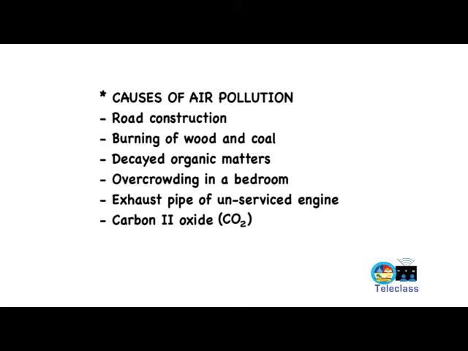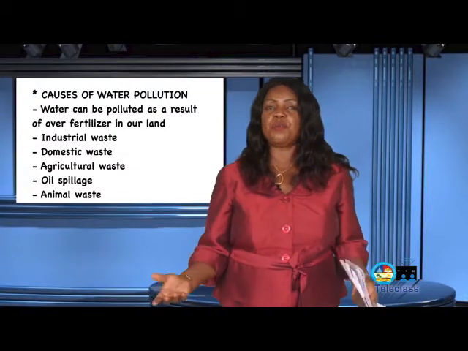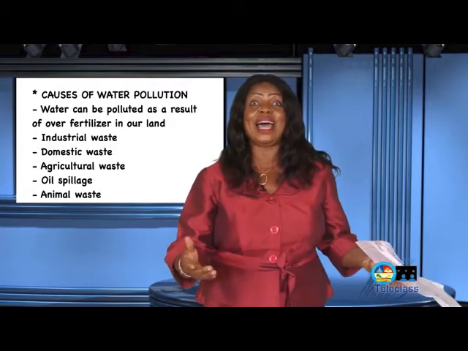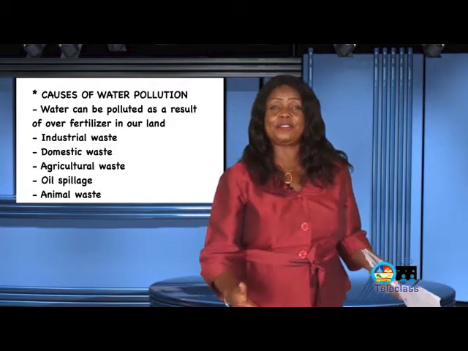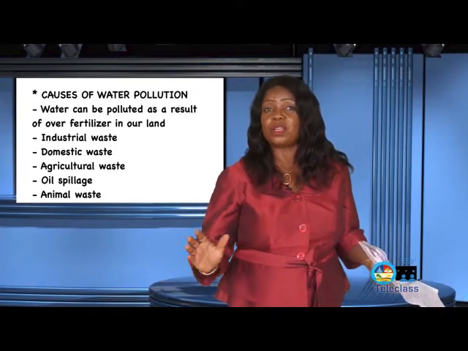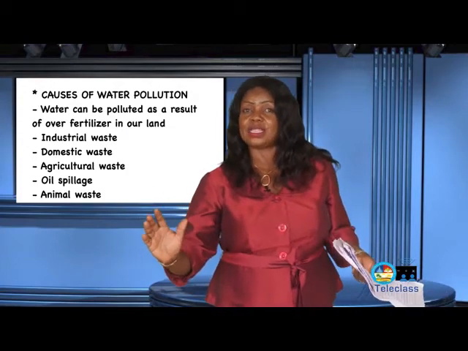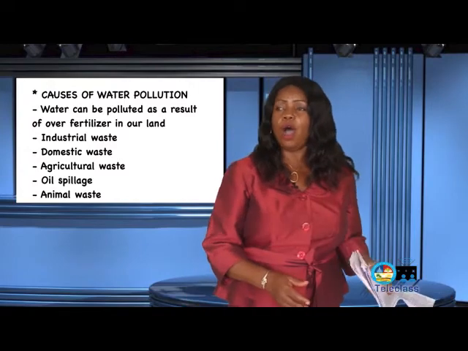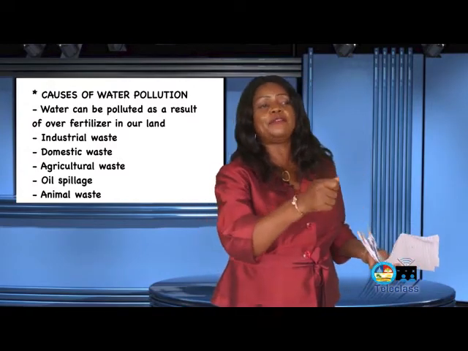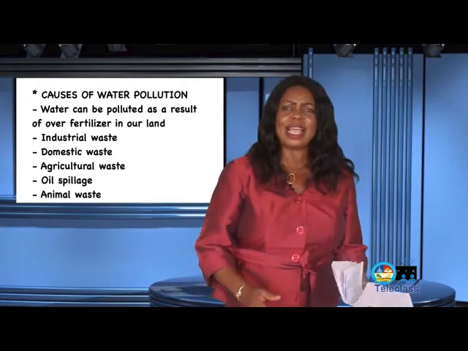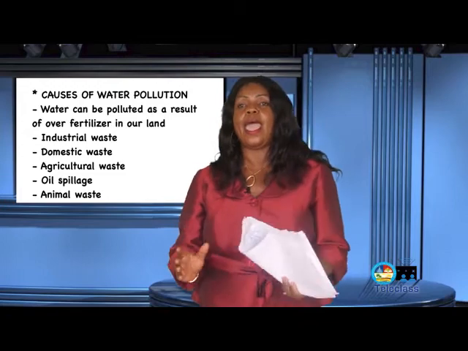And we have causes of water pollution. How is water being polluted? Water can be polluted as a result of over-fertilizing our lands. And when it rains, this fertilizer that is being applied in a large amount on the farm will be washed into our rivers and streams. At the end of the day, the water is being polluted. Or trying to fertilize the plants so that crops will yield fine.